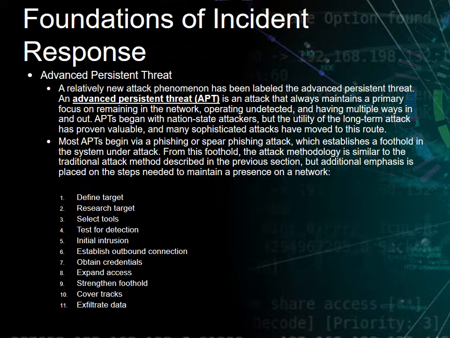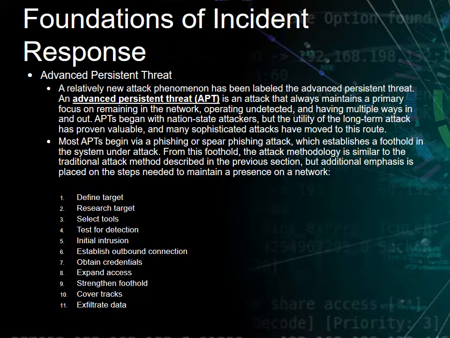Establish an outbound connection. This helps to maintain their persistence on the network. Sometimes it's called beaconing. They're going to obtain credentials. Obviously, the higher the level of credentials for them, the more effective it is. They're going to expand access. They're going to move from account to account if they can, looking for the account with the right access or elevated enough access to get to the information they want or the services they want to either exfiltrate or interrupt.